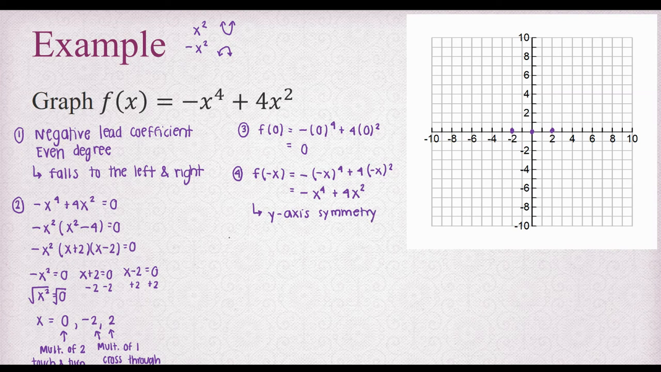Okay, and then our fifth step here is I want to determine the number of turning points. So what I'm going to do is determine that 4 is the degree. 4 minus 1 tells me that there are at most 3 turning points.